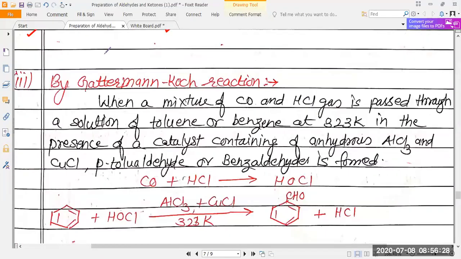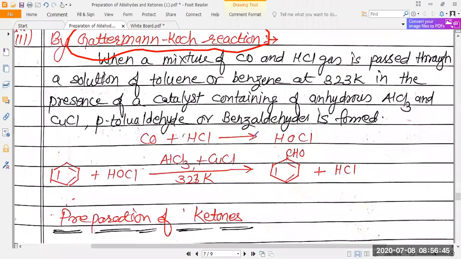Next, third and important reaction is the Gattermann-Koch reaction. These reactions are name reactions, so you have to write in your notebook and memorize them by writing. When a mixture of carbon monoxide and HCl gas is passed through a solution of toluene, it is a very important reaction again because it is a name reaction.